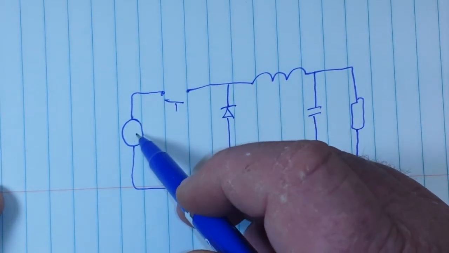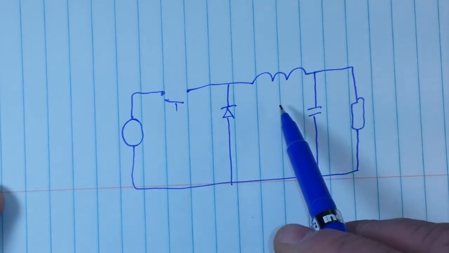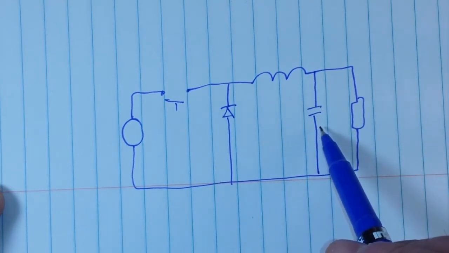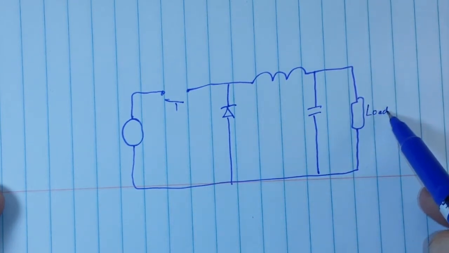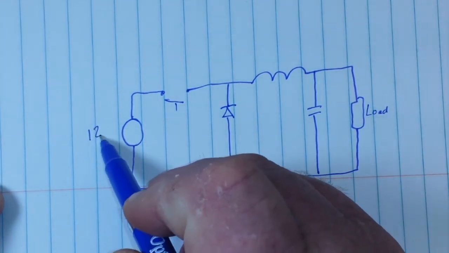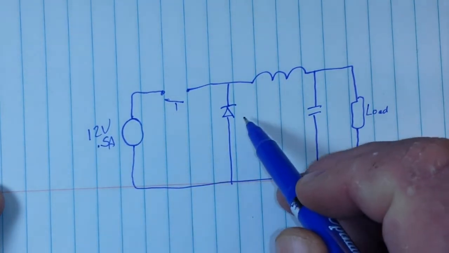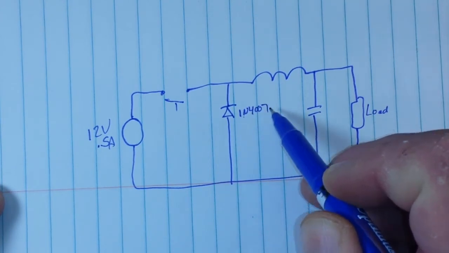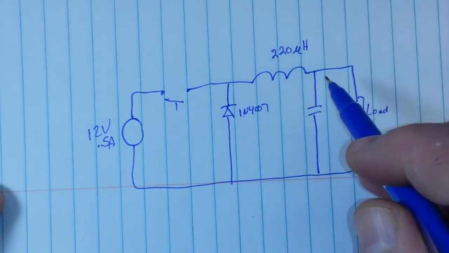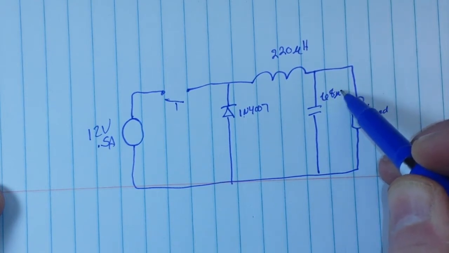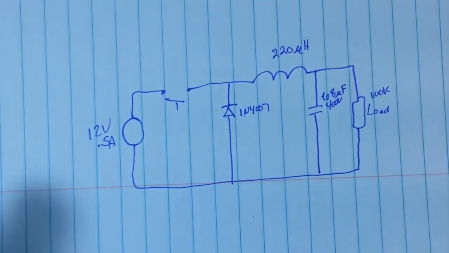We have our current source here, a switch, a reverse biased diode, our inductor, our storage anti-ripple smoothing capacitor, and our load. So in this case, we're giving it 12 volts at a half an amp. This is a 1N4007 diode. This is a 220 microhenry inductor. This is a 68 microfarad, 400 volt capacitor. And this is a 100K load.